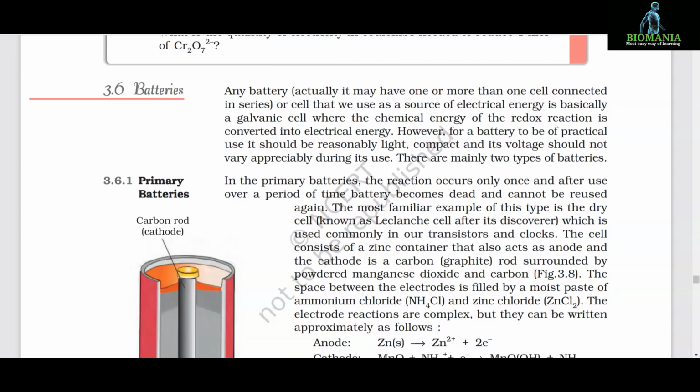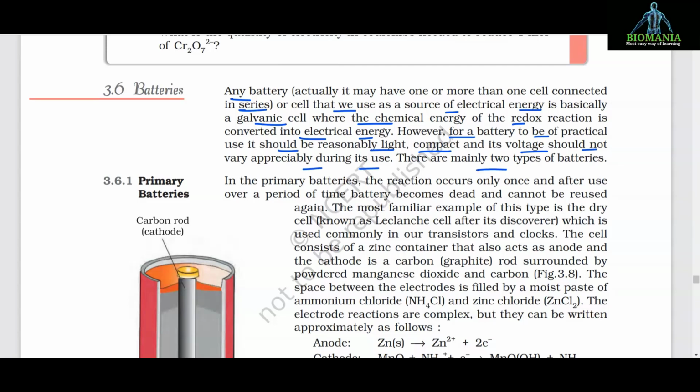3.6 Batteries. Any battery may have one or more than one cell connected in series. Our cell that we use as a source of electrical energy is basically a galvanic cell where the chemical energy of the redox reaction is converted into electrical energy. However, for a battery to be of practical use, it should be reasonably light, compact, and its voltage should not vary appreciably during its use.